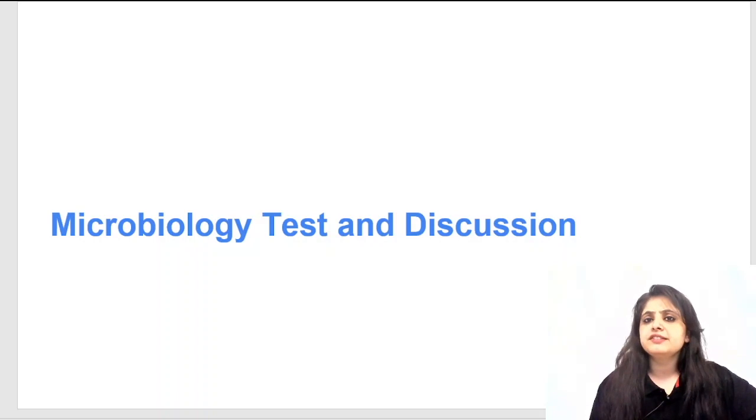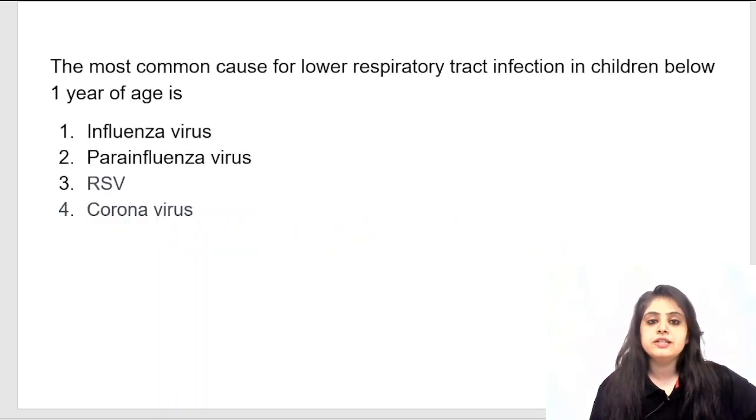We'll start with a very simple one-liner kind of a question, and this was the question that was given to all of you. What is the most common cause for the lower RTI, respiratory tract infection, in children below 1 year of age? So yes, it's very obvious. The age is the deciding factor over here regarding LRTI.